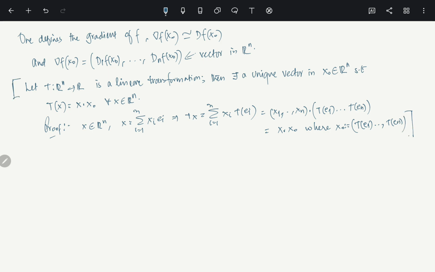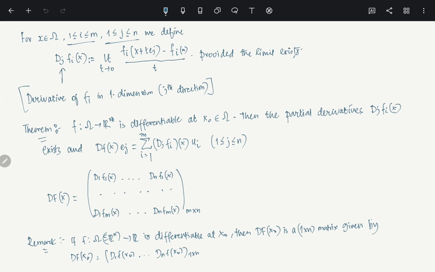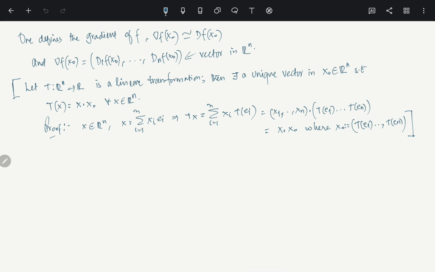So essentially what I am trying to say is this: for a real valued function, whenever we talk about the derivative map, that is nothing but a linear transformation from Rn to R, which is nothing but a 1 cross n matrix, which will look like this. Now the thing is, we define the gradient of f to be the vector. The vector is given like this, exactly the same sort of thing, but this is a vector in Rn. And why can we identify this?